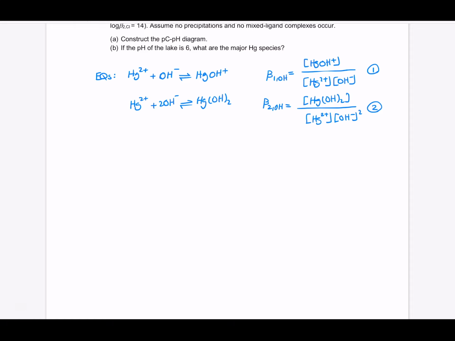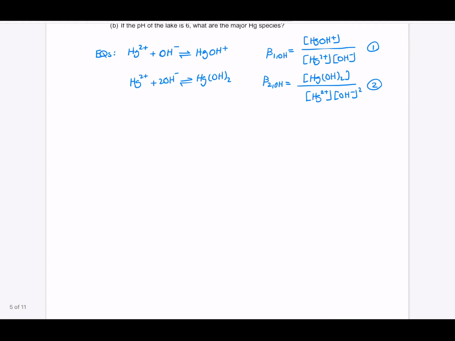So hypothetically, if Hg would undergo more than 2 hydroxide, you basically just expand this more and more. It doesn't add a layer of complexity, but it adds more species to your system. So the second type of complexation that might happen, because we have also Cl minus, is the complexation of Hg2 plus with Cl minus.